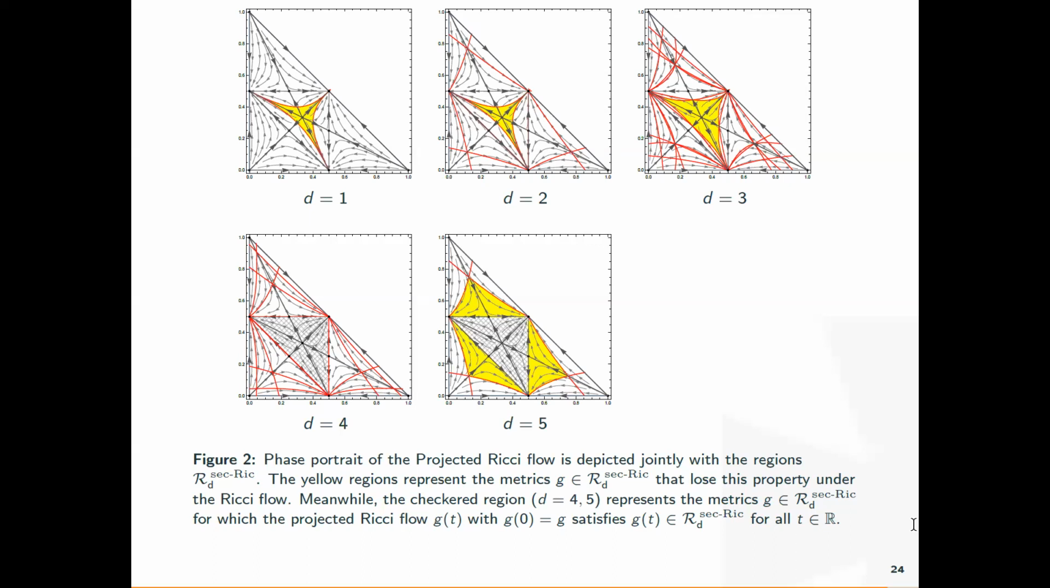So D equals 1 corresponds to positive sectional curvature, D equals 5 to positive Ricci curvature. The yellow region consists of matrices with positive this notion of curvature, such that lose this property under the Ricci flow. So for instance, if you look at this yellow, you see that there are some lines of the flow going forward or backward, and this indicates which part of the flow, the backward flow or the forward flow, leads to the non-maintenance phenomena of intermediate curvature.